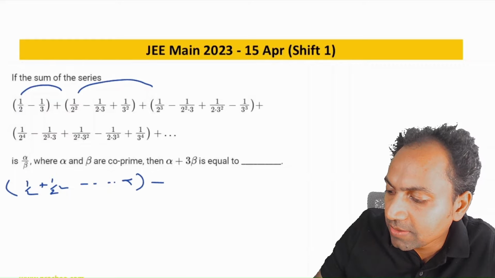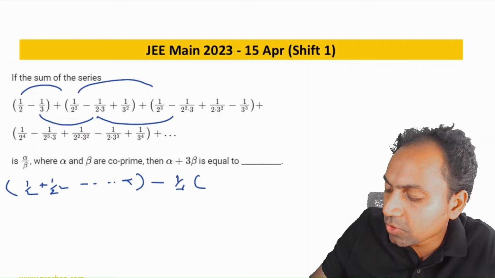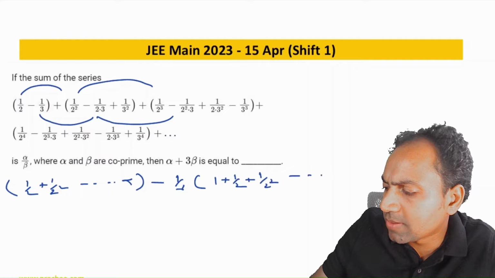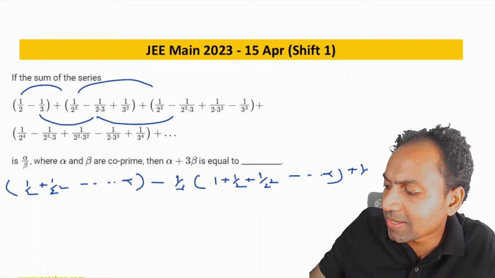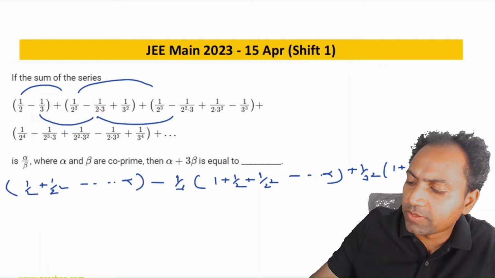Now, from the second terms, if I take minus 1 by 3 common, again I get 1 plus 1 by 2, 1 by 2 square till infinity. And from the next one, I can take plus 1 by 3 square common. So 1 plus 1 by 2 plus 1 by 2 square till infinity. And we can keep on doing this till infinity.